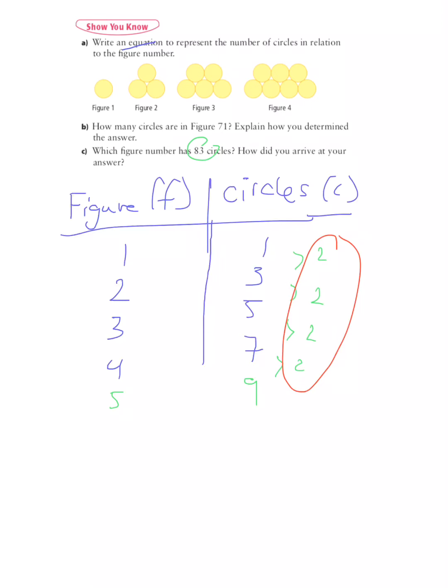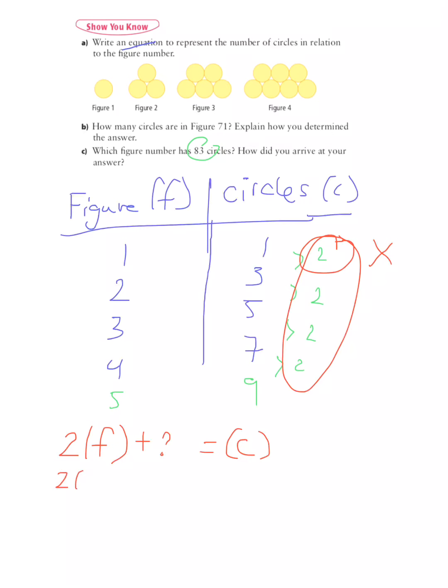Okay, so in this case it's 2, so we're going to go 2 times f, and we're trying to get it to equal c. We're trying to use this 2, multiplying it, we're always multiplying it by the figure number, and then we may have to add or subtract something to get c. Okay, so let's see what happens here.